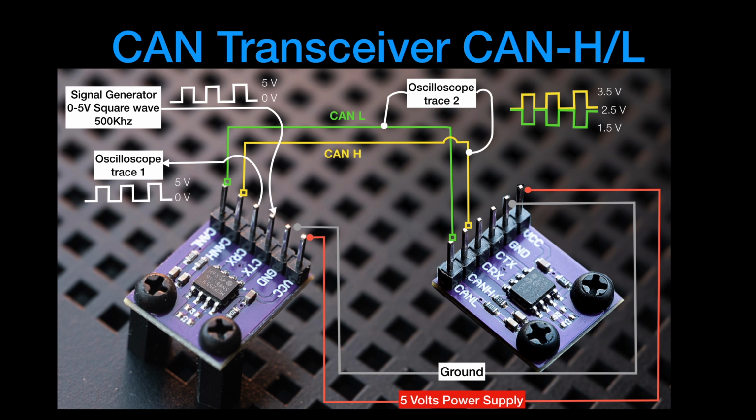So whenever the input signal on transceiver number 1 is going to be 0, I expect to see on the CAN bus a 3.5 volt and a 1.5 volt transition. If the input is a 1 on transceiver number 1, then I expect on the CAN bus to see 2.5 volts for both CAN high and CAN low. So let's see if this is going to work.